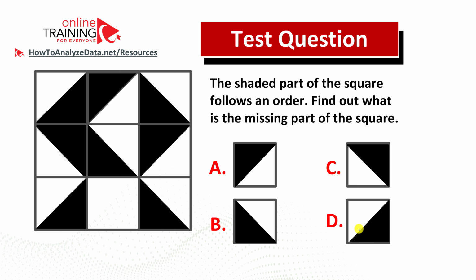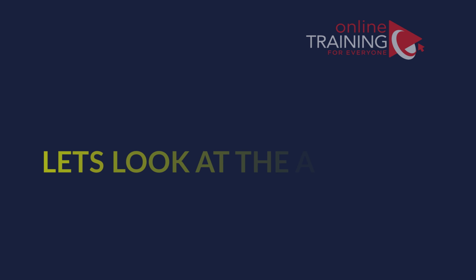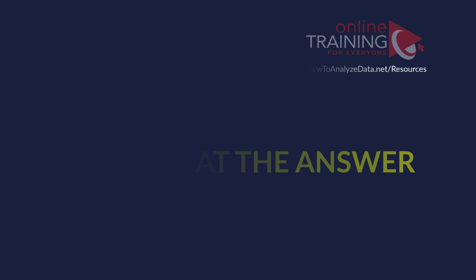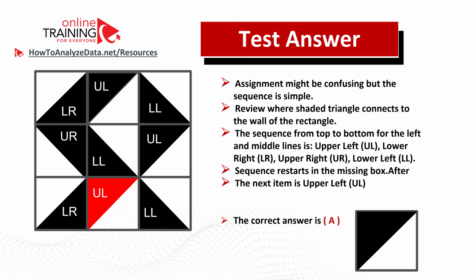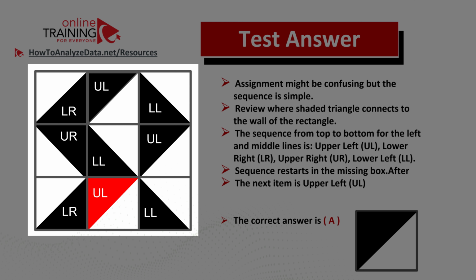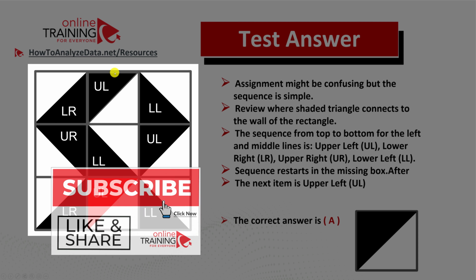Now might be a good time to pause the video to see if you can come up with the solution on your own. Do you think you know the answer? Let's continue to see how we can solve this challenge together and get to the correct solution. As usual, to solve these types of questions, you need to look at the sequence. And the sequence is determined by where the inside dark triangle connects to the inside walls of the rectangle.